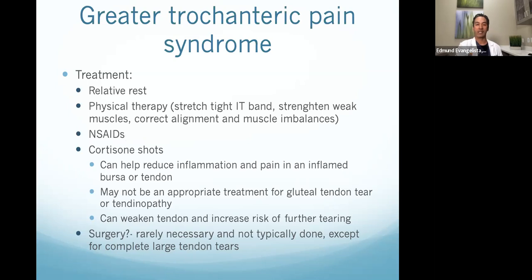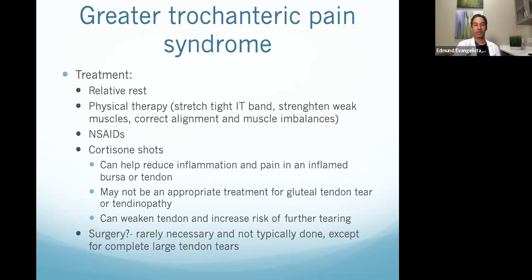And then cortisone shots have been a mainstay of treatment for this condition, as they can help reduce inflammation or pain in the inflamed bursa or tendon. But again, if there is actual tendon tearing, cortisone may not be the most appropriate treatment if it's not really an inflammatory problem. And the downside of cortisone is that, like we know about cortisone for articular cartilage, for tendons as well, it can be detrimental. Cortisone can weaken the tendon over time and increase the chance of further tearing or even rupture.